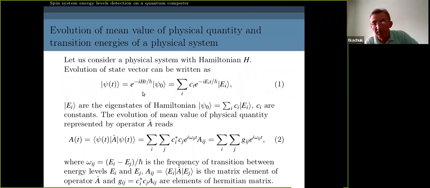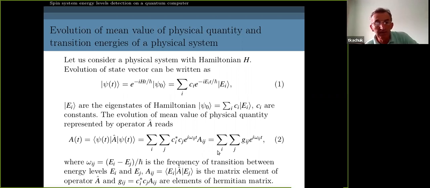So first of all, this is in fact a very simple idea. Let us consider the evolution of the wave function or state vector. The evolution can be presented in this form, where E are the eigenvalues of the Hamiltonian. Starting from an arbitrary initial state, the evolution of this state can be written as here. Then let us consider some physical quantity to which we assign an operator A. The mean value can be calculated without problem, and the result can be written here. You find that the mean value depends on the transition energy between energy levels, and omega here is the frequency which corresponds to the transition between energy levels.